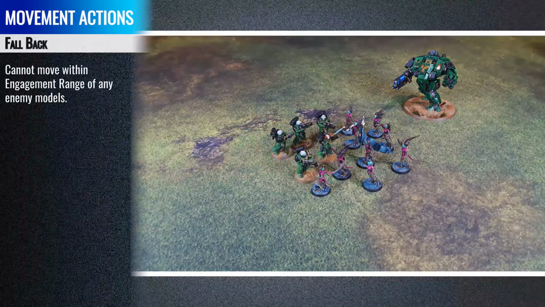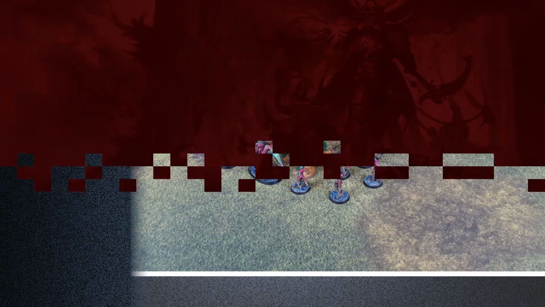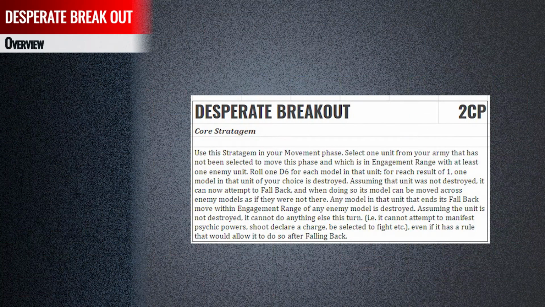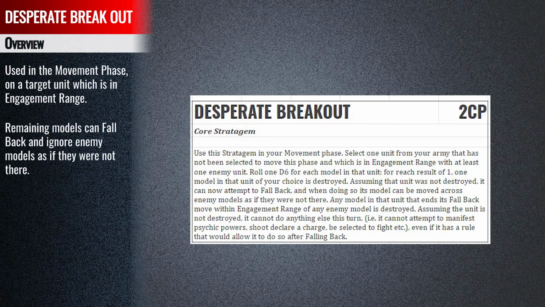For instance, if instead there was also a unit of Seekers engaged with the intercessors like so, the intercessors are in effect locked in combat, unable to fall back, as they cannot be moved across other models. But this is an excellent opportunity to go over the second of the core stratagems introduced in 9th edition, Desperate Breakout. For 2 command points used on a unit within engagement range, it allows a unit to attempt to fall back and be moved across enemy models as if they were not there.